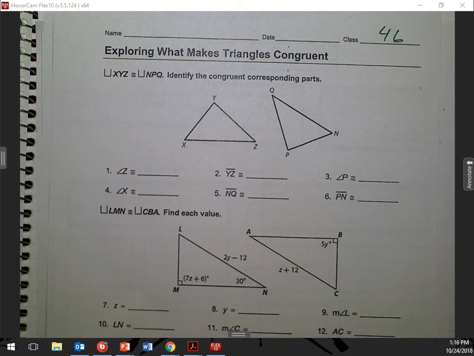Now, it says Z. If these two are going to be congruent, what is Z congruent to? Look, X, Y, Z. Oh, Q. Z is congruent to Q. Remember, this is what we're using here, right? So YZ, look right here, YZ has to be congruent to PQ. Very good.